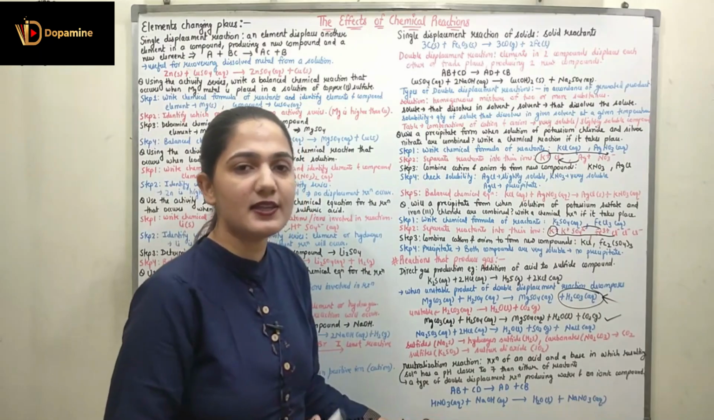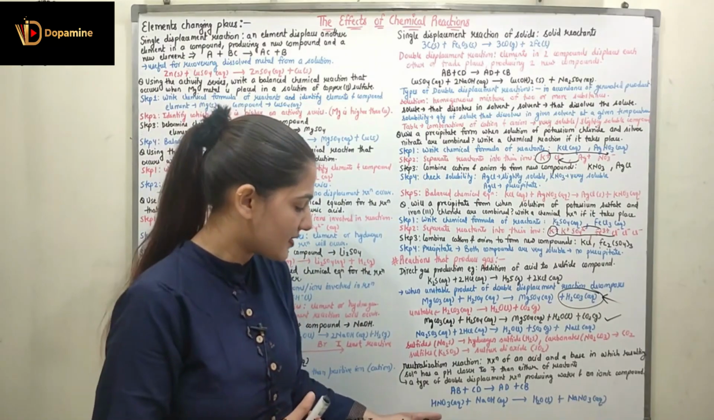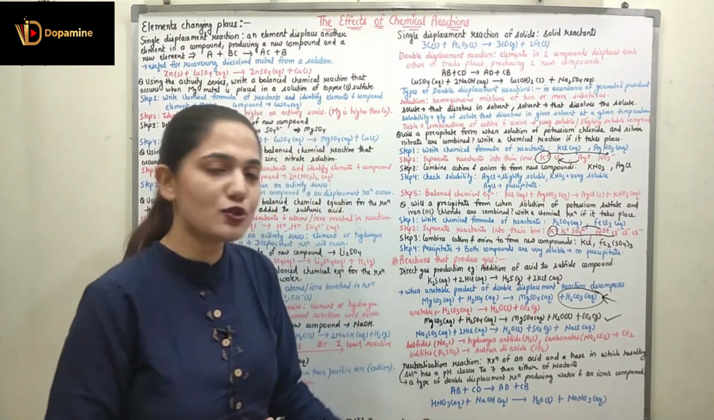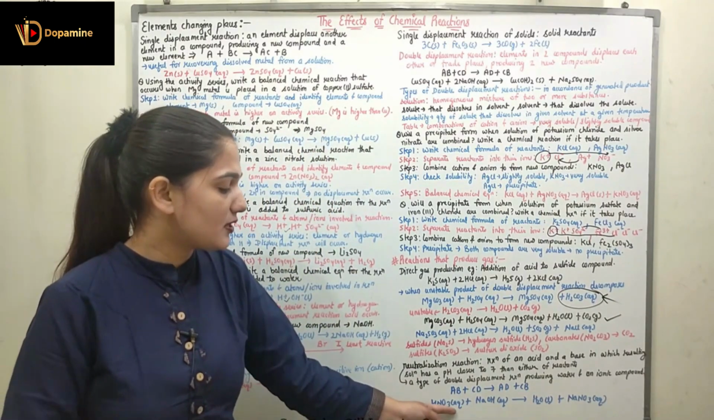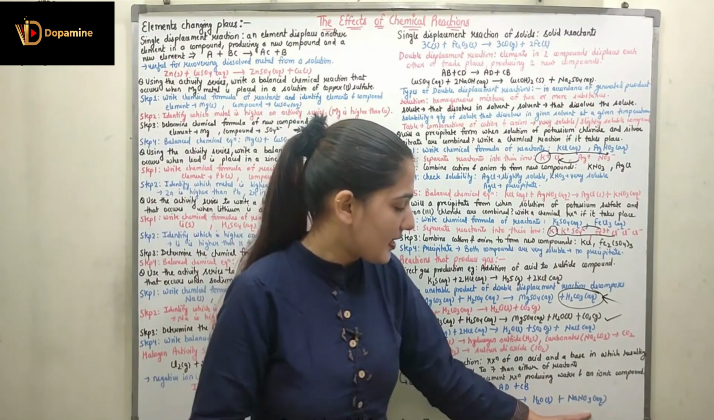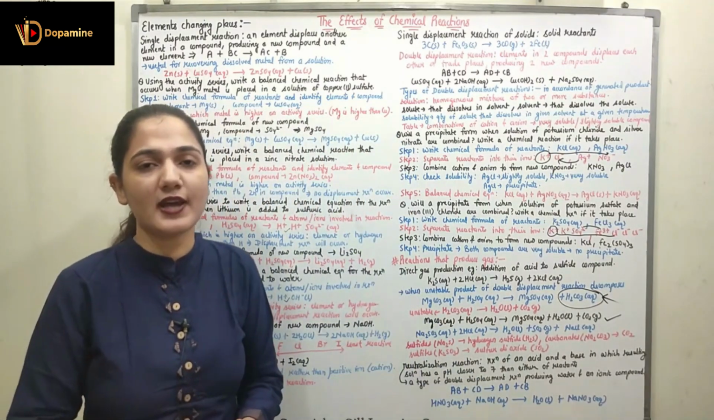Let's understand this with the help of the reaction of an acid and a base. We have HNO3 aqueous plus NaOH aqueous. NaOH here is the base and HNO3 is the acid. It is going to produce H2O, water, and NaNO3, which is the salt, or the ionic compound.